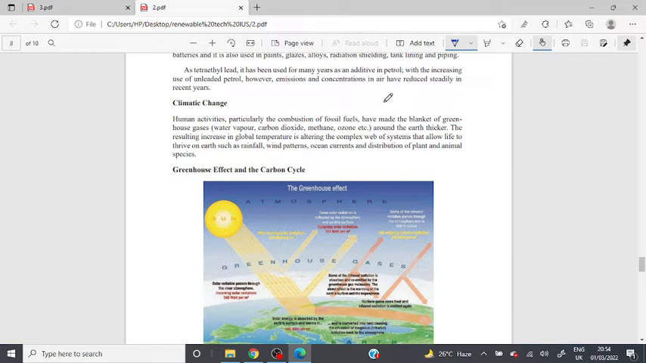That's one of the key contributors towards global greenhouse warming, greenhouse gases going up, and also global warming. It makes a blanket of greenhouse gases.